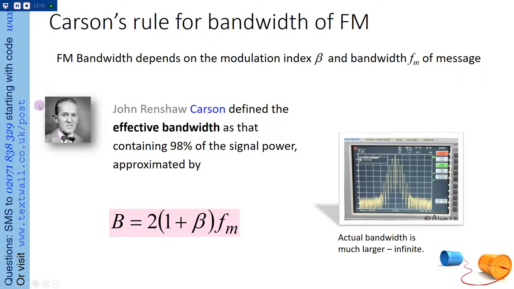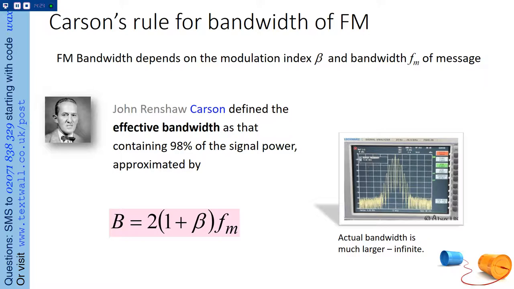Okay? This is our guy, John Carson. He estimated this 98% effective bandwidth. So you've heard the word before in ELEC270. This is where it came from. The actual bandwidth of FM is infinite, but it just happens that 98% of the power or the energy is contained within some bandwidth, which we call the effective bandwidth. So it's the effective bandwidth which we will use as a proxy for bandwidth. So when we say FM bandwidth, what we mean is the effective bandwidth.